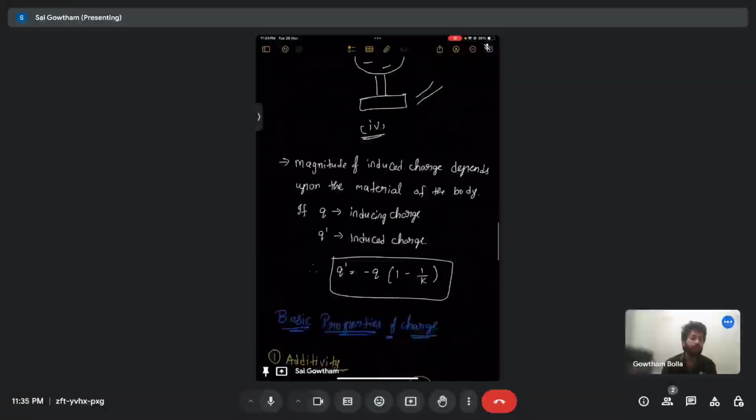Coming to the question, how much is the induced charge? The magnitude of the induced charge depends on the material of the body. What defines this material of the body? It's the dielectric constant. So let us consider q as the inducing charge and q dash as the induced charge. Then q dash is given by minus q of 1 minus 1 by k. This is the equation.